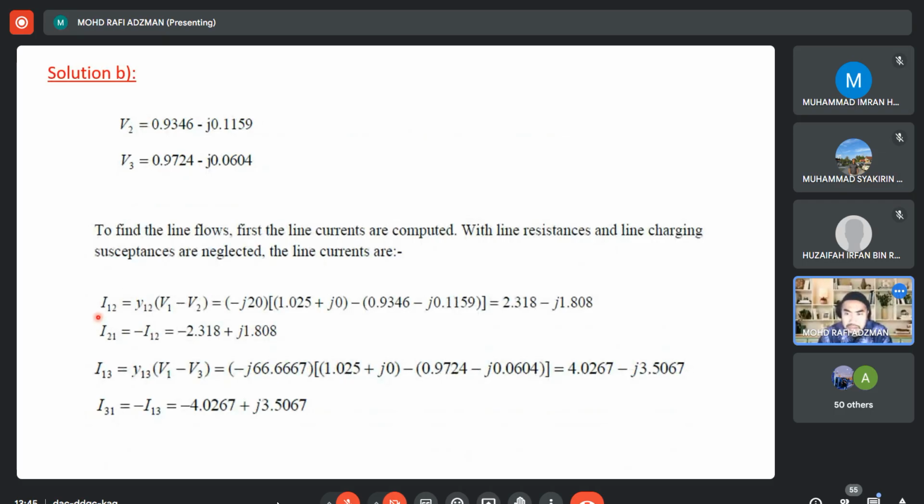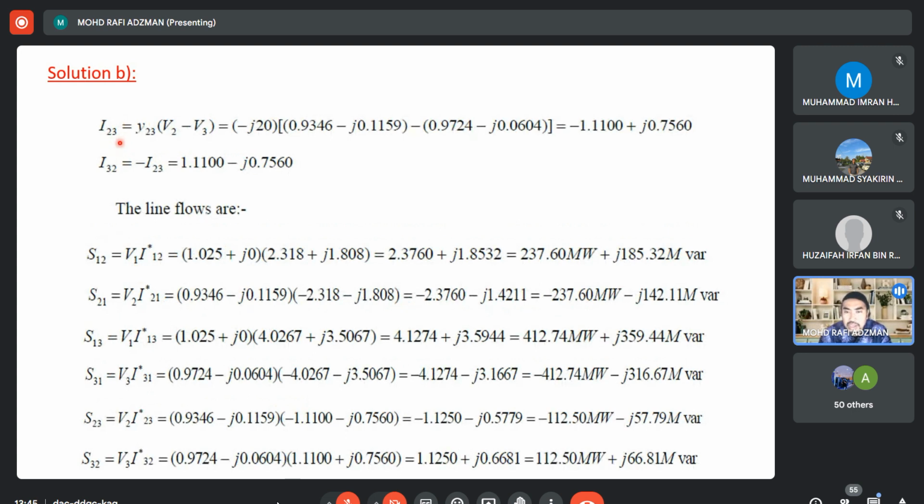find the current first. Okay, so the step is like this. Once you want to calculate the line flow and line losses, you need to find the currents because you already find the voltage. So in this case, for I12, your admittance value Y12 times V1 minus V2, you get the current I12. So I21 is equal to minus I12. So you get the value for I21. Same goes, you need to calculate for I13 and I31, I23 and I32.